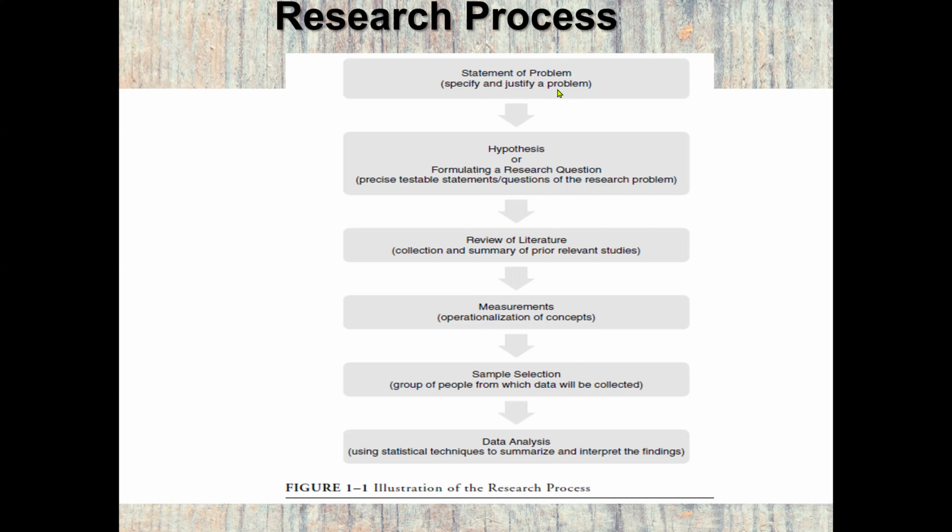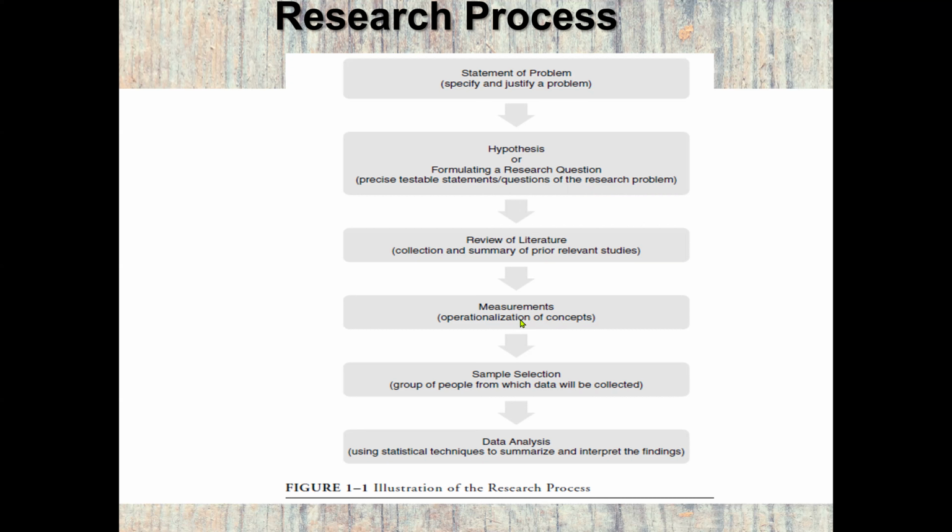So again, first step, statement of problem. Second step, state your hypothesis. Our hypothesis will be our questions. Then the next step, review of literature. Again, review of literature is collection and also summary of prior relevant studies. Then after that, we do our measurements. Here we say operationalization of concept. So we can use any tool that is available or that is required for the field.